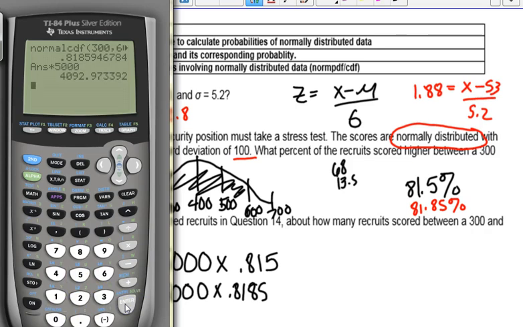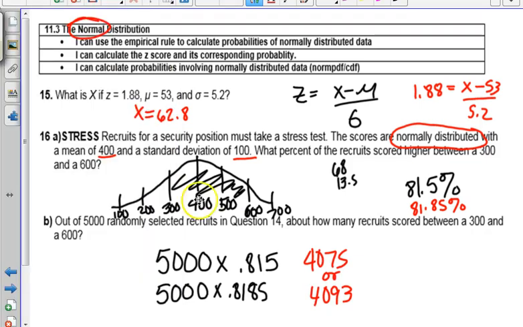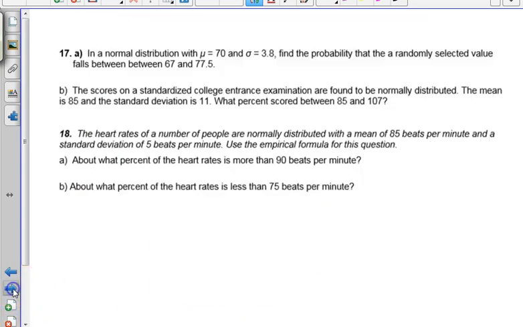So I have 4093. Or 4075, yes? And it really should be one of those, okay? Shouldn't be anything in between because you should be using it. I mean, it could be off by 1 depending how you rounded that second one.